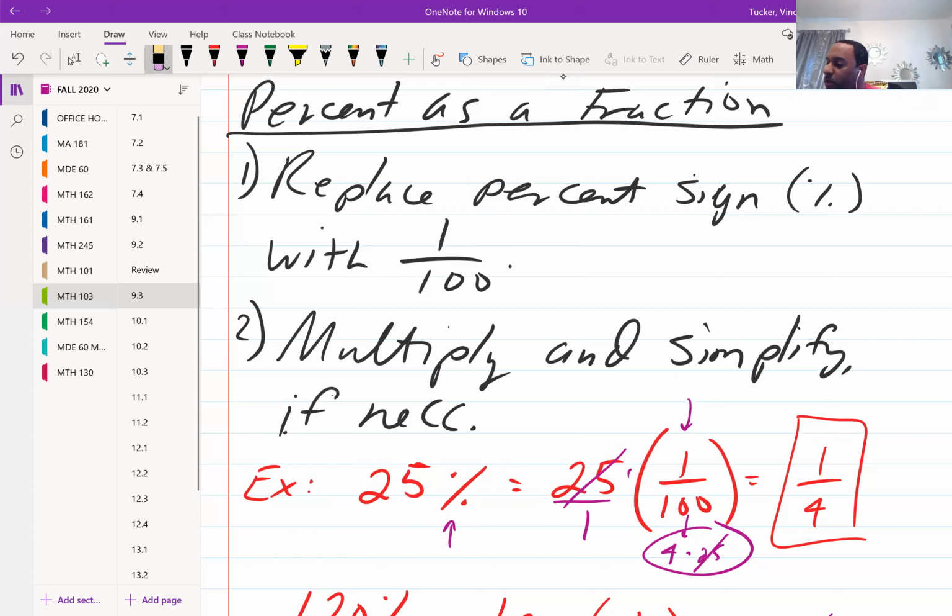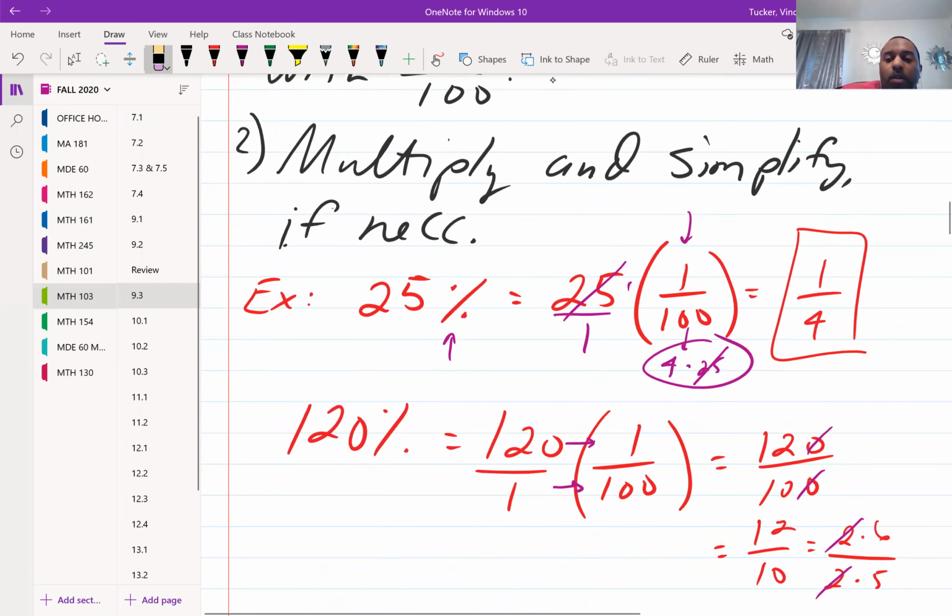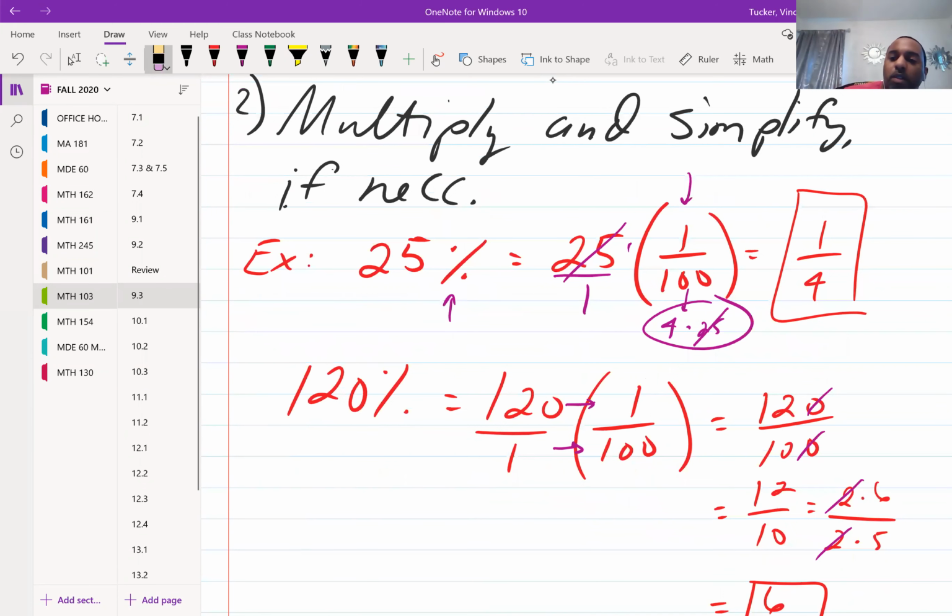Any questions? All right. Same thing happens with 120%. This time I went ahead and just multiplied across. First, I replaced the percent sign with 1 over 100. Then I multiplied across first instead of reducing first like I did in the last problem, just showing you both ways. So that gives you 120 over 100.